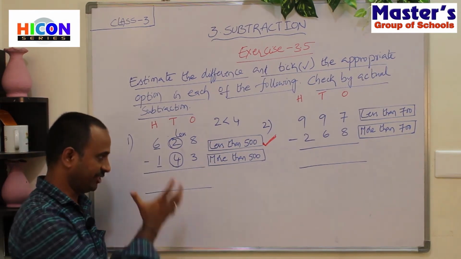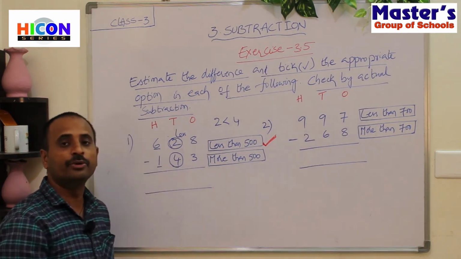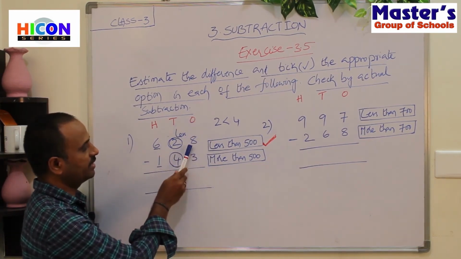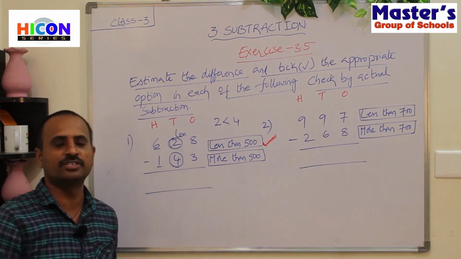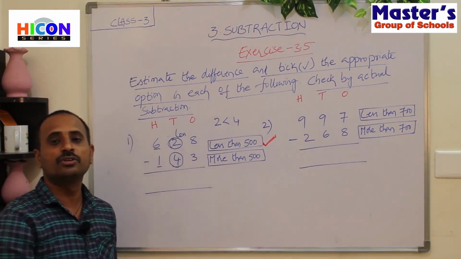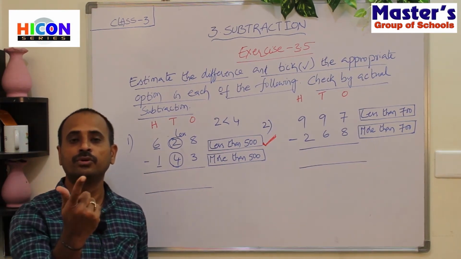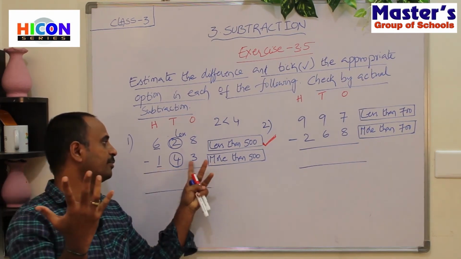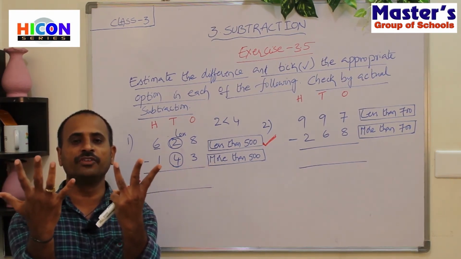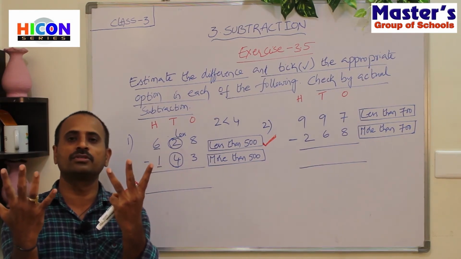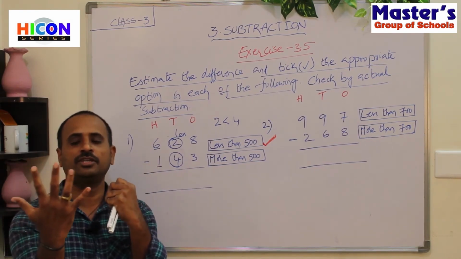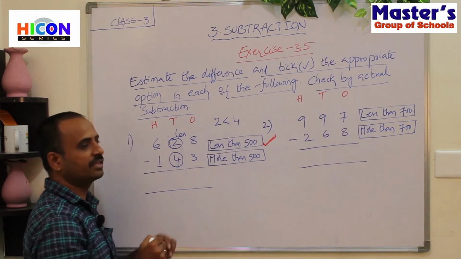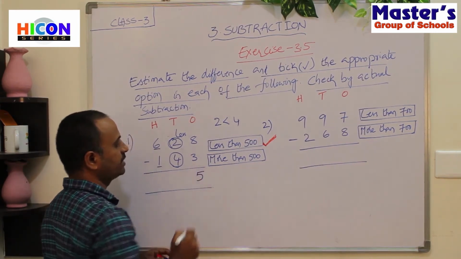So let us check our estimation by doing actual subtraction. Now start our subtraction from the ones place. What are the digits in the ones place? 8 and 3 are present. What is the first number here? 8. So open 8 fingers of your hand. 1, 2, 3, 4, 5, 6, 7, 8. And what is the second number? 3. So close 3 fingers among these 8 fingers. 1, 2, 3. Now how many fingers are remaining? 1, 2, 3, 4, 5. So 5 fingers are remaining. Write 5 under the ones place.